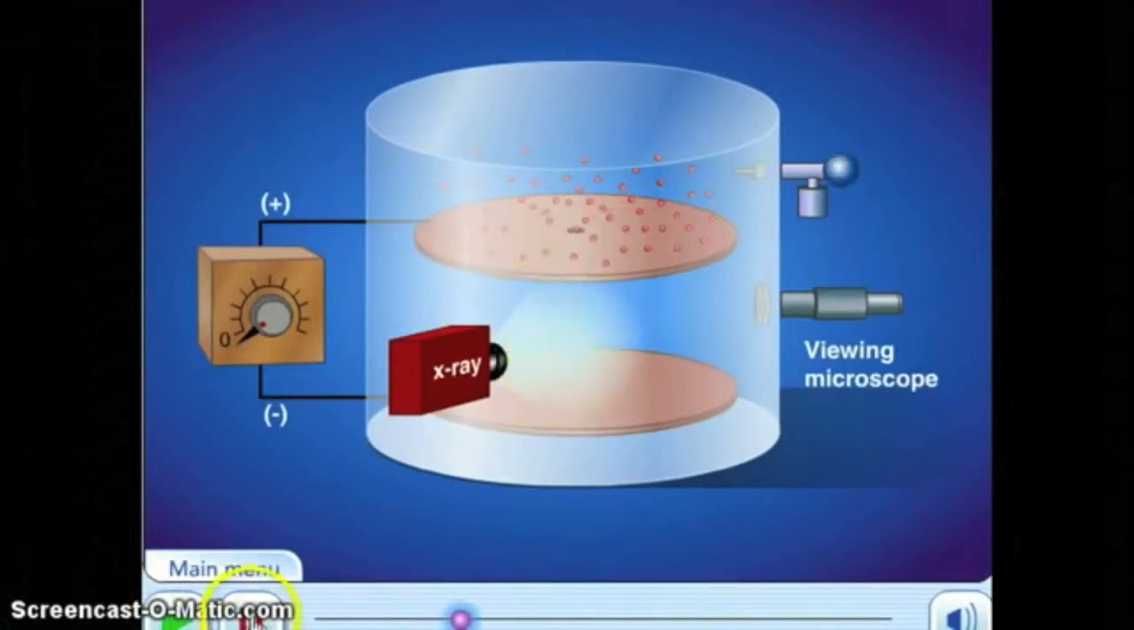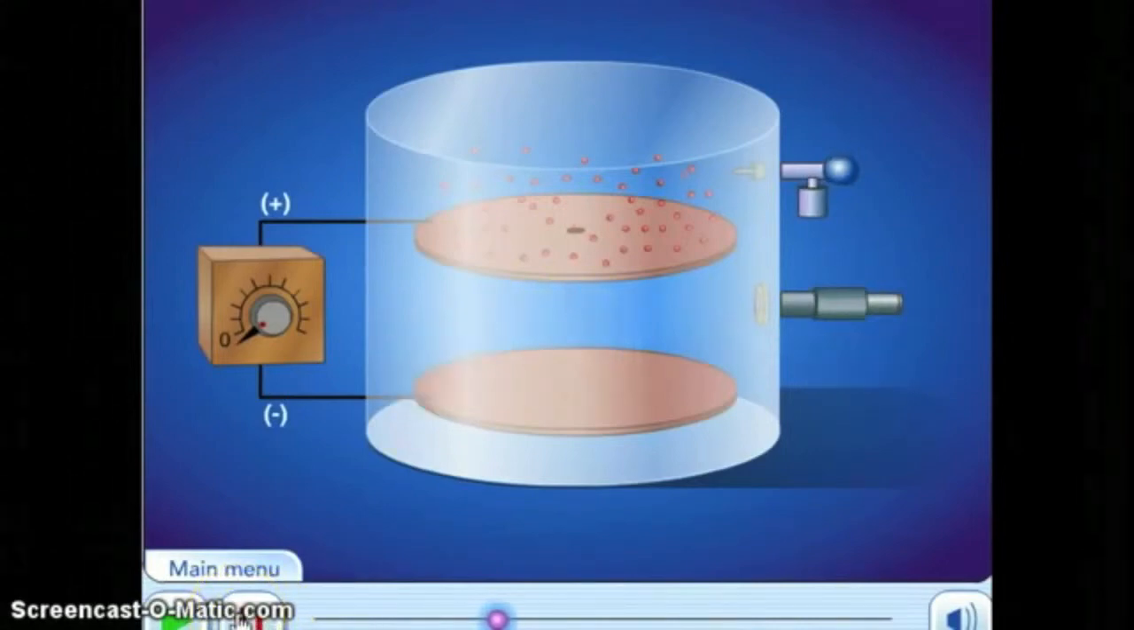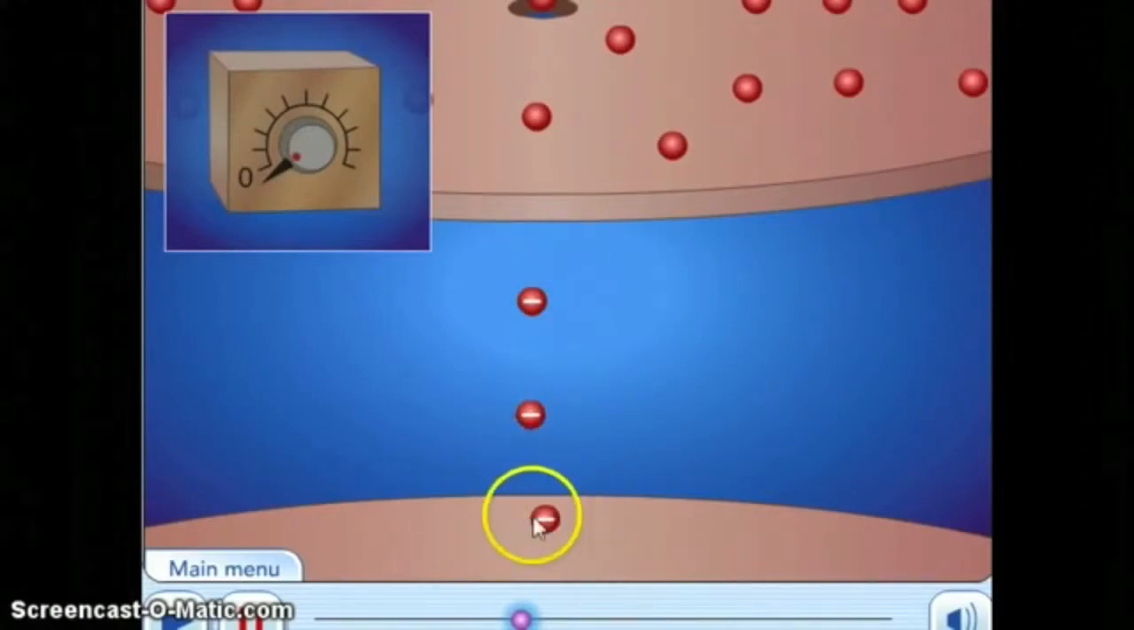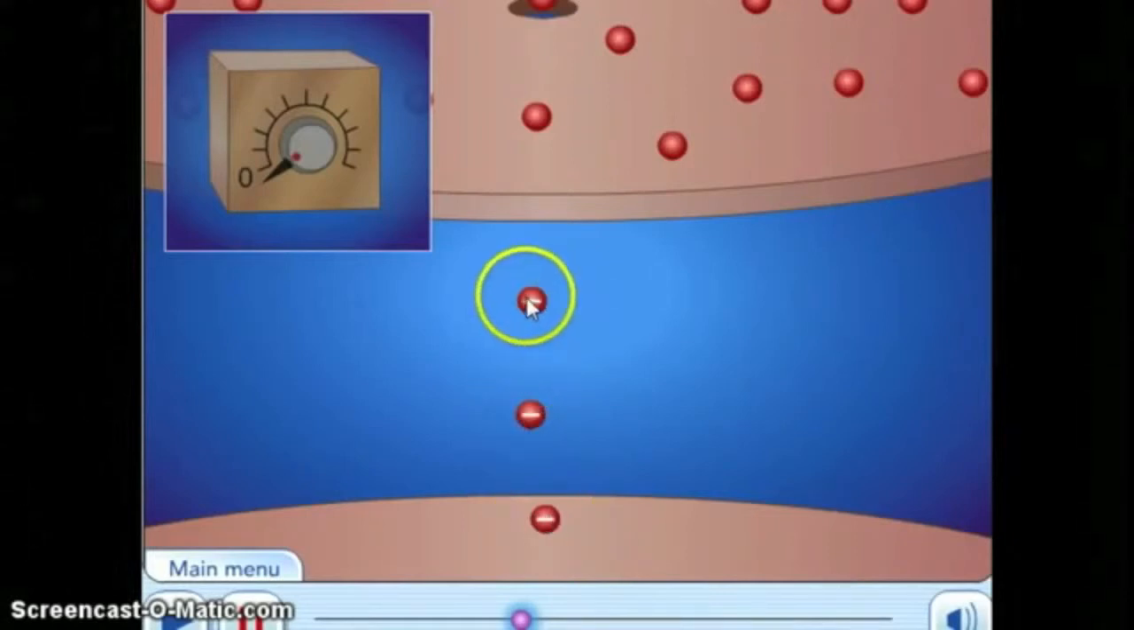So he's shining this X-ray, and you can see through the microscope here what's happening to the oil droplet. You can see here that it's marked as negative. The reason is that the electrons from the air around it, which has been ionized by the X-ray, jump onto the oil droplet, and a variable number of electrons end up on it. You might have 10 electrons here, you might have 20, you might have 100. So different numbers of electrons are on each oil droplet.